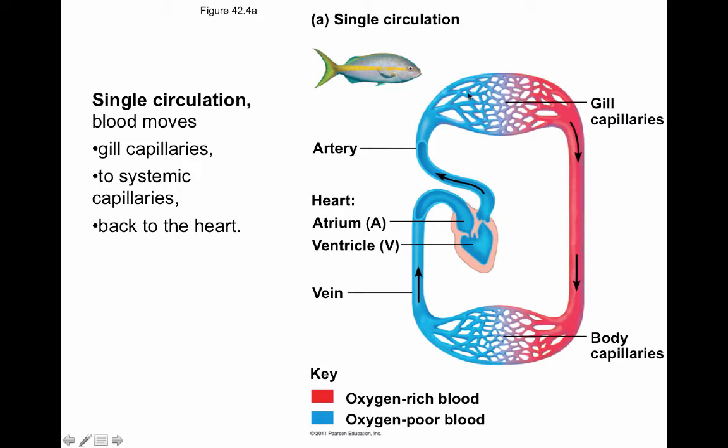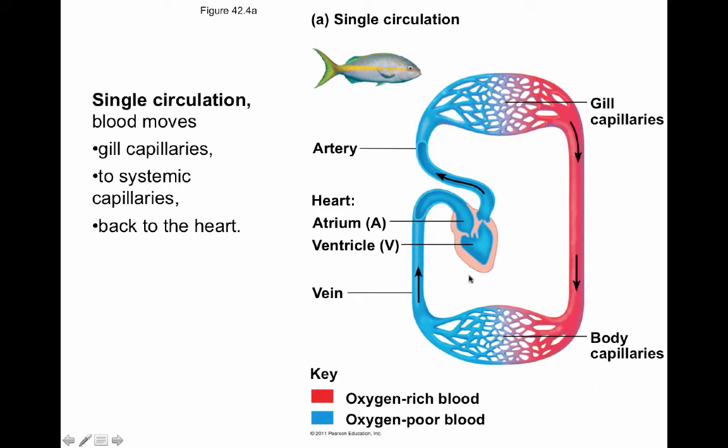So you can see here the gill capillaries. It picks up oxygen in the gill capillaries. It's going to drop the oxygen off at the body capillaries, pick up some carbon dioxide, and come back. It's a vein because it's going towards the heart, to the atrium, gets pumped to the ventricle, which pumps it very strongly away from the heart in an artery to the gill capillaries.